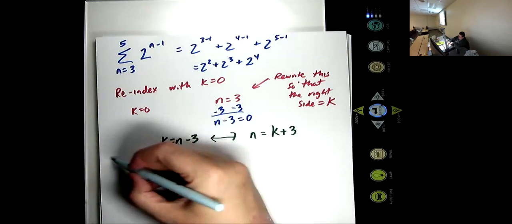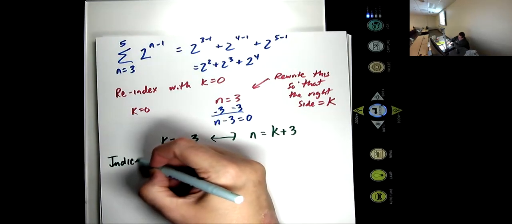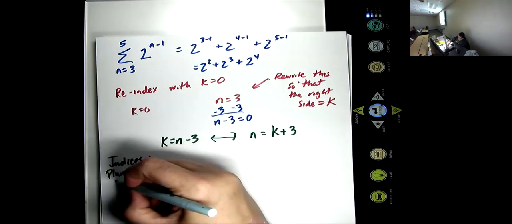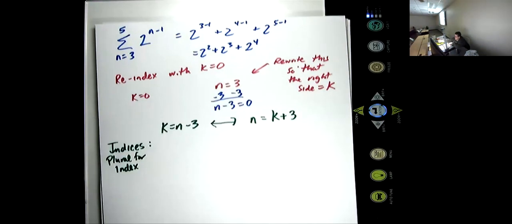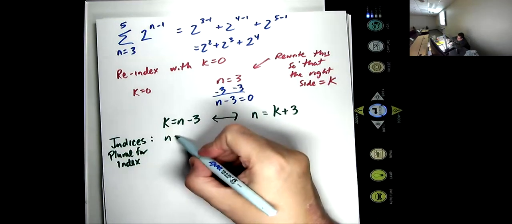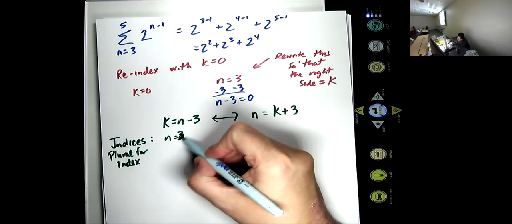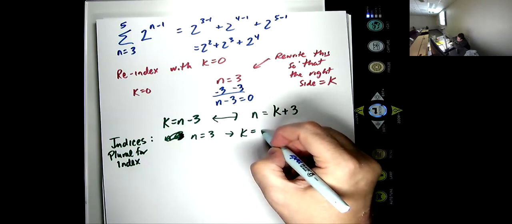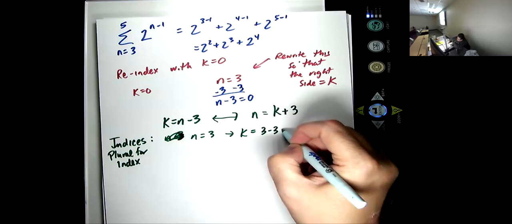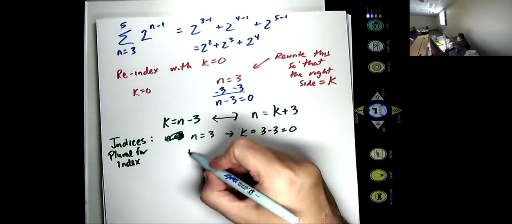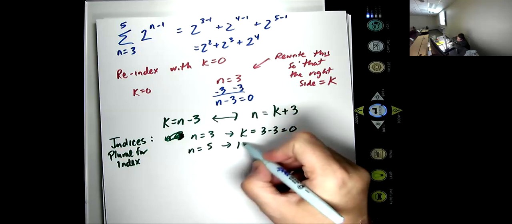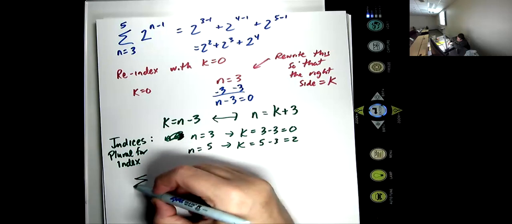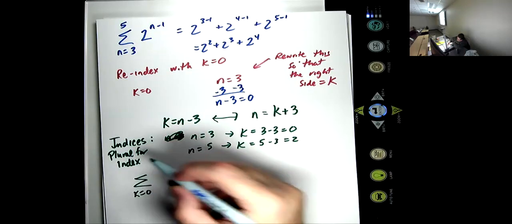What does this do to my indices? Indices is plural for index. When n equals 3, k equals n minus 3. So 3 minus 3 is 0. And when n equals 5, k equals 5 minus 3, which is 2. We will rewrite this from k equals 0 to 2.